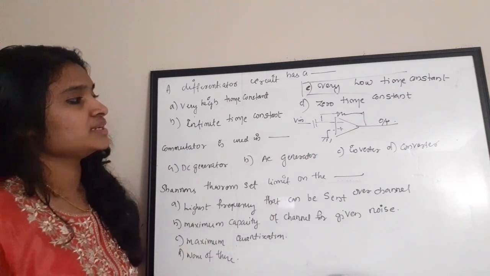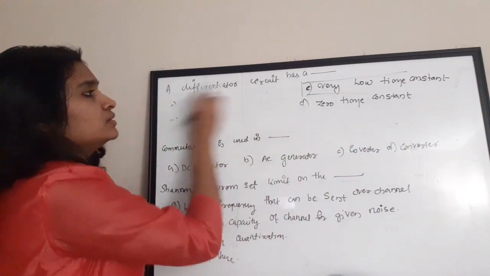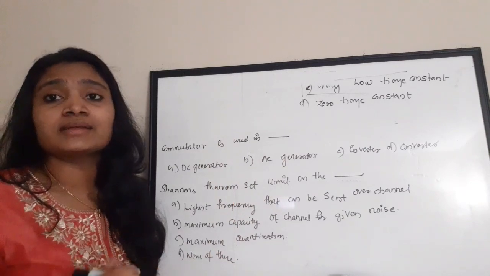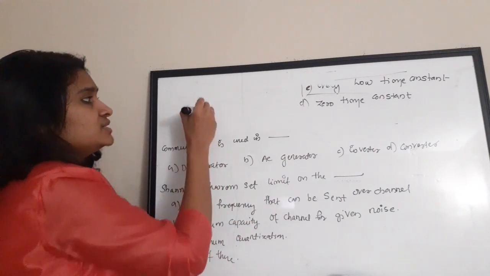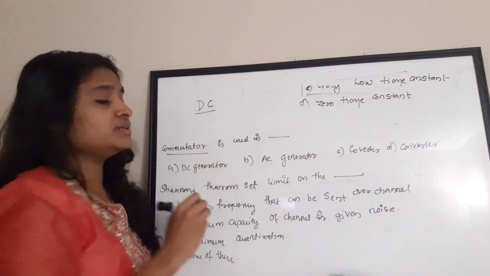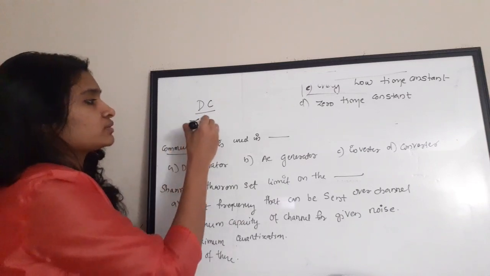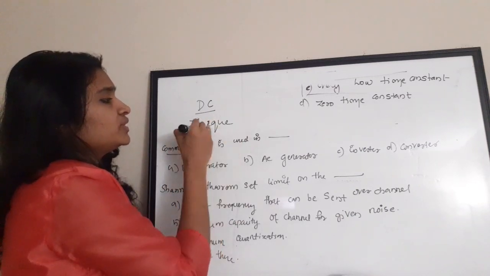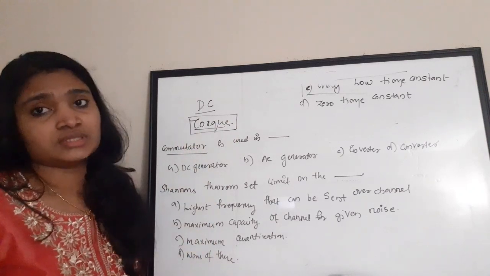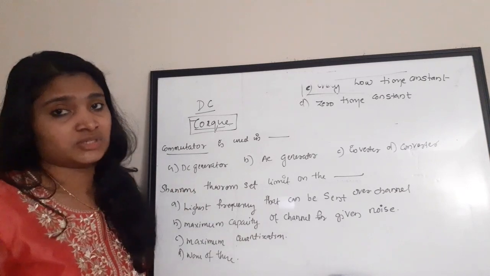Commutator is used in dash. A commutator is a device used in DC machines, that is direct current machines. The purpose of this commutator is to produce a steady rotating force, which is called torque. So a commutator is used for producing torque in DC machines. They are used in DC generators and DC motors, not in AC machines.